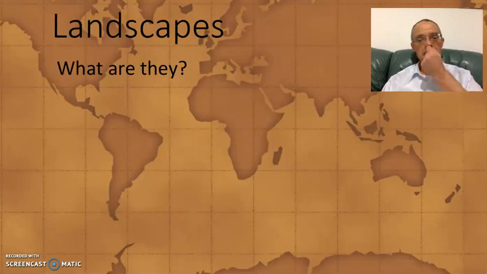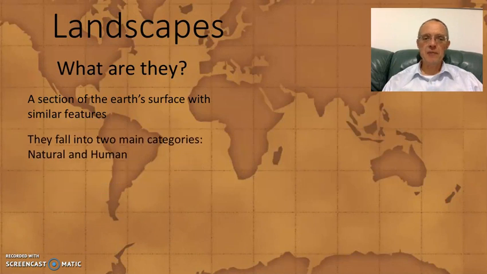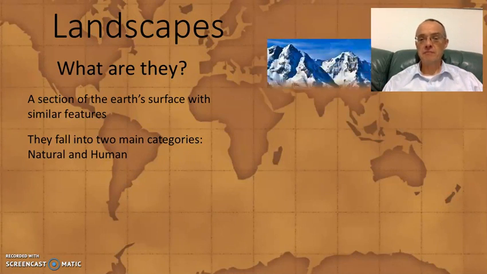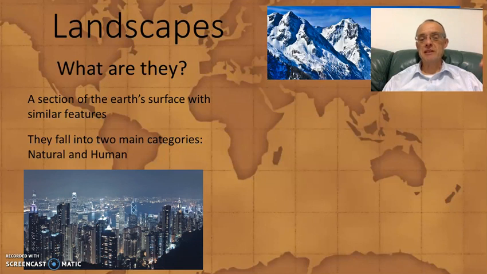Okay, so landscapes, what are they? Basically landscapes are a section of the Earth's surface with similar features. They can be natural, happening by geological forces and erosion, or they can be landscapes that we create as humans. So mountains, coastal landscapes, desert landscapes, grasslands, there are types of landscapes. Human landscapes are obviously cities, urban environments that we have created.